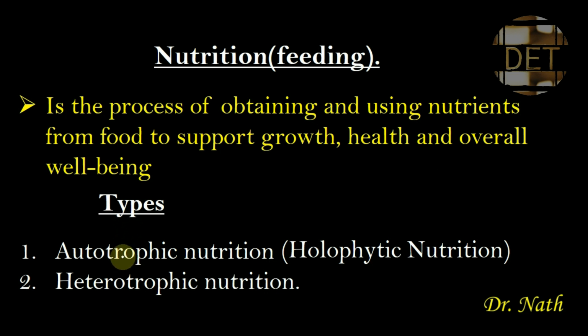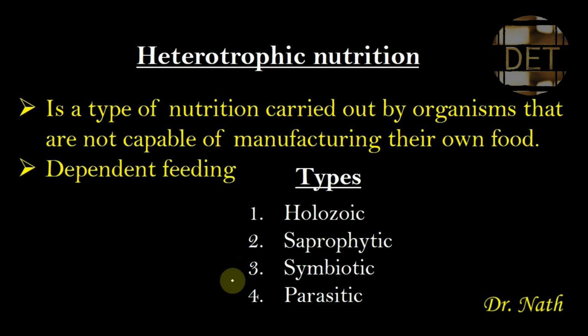The two types of nutrition are autotrophic nutrition and heterotrophic nutrition. The first one, the autotrophic nutrition, is also called holophytic nutrition. So you can call it holophytic nutrition or autotrophic nutrition. They mean the same thing. In this video we are concerned about the heterotrophic nutrition, the second type of nutrition.